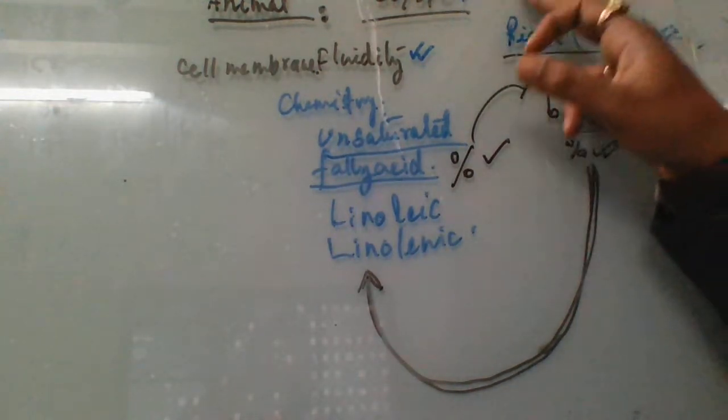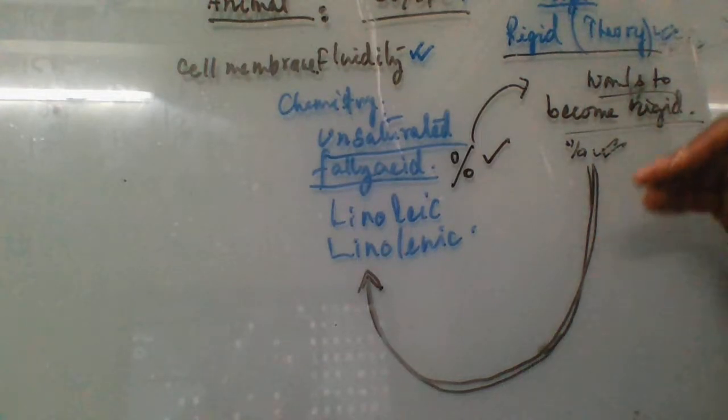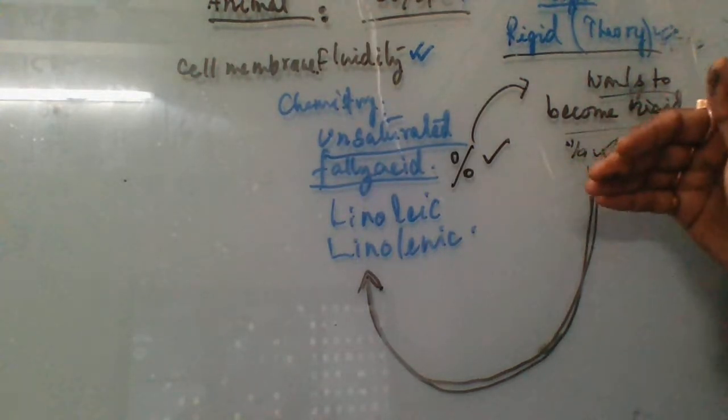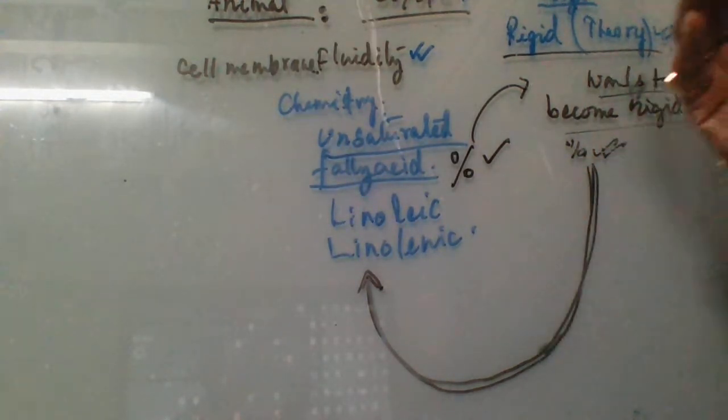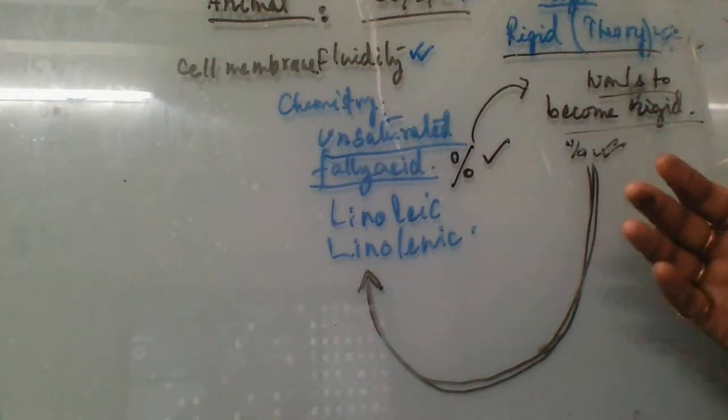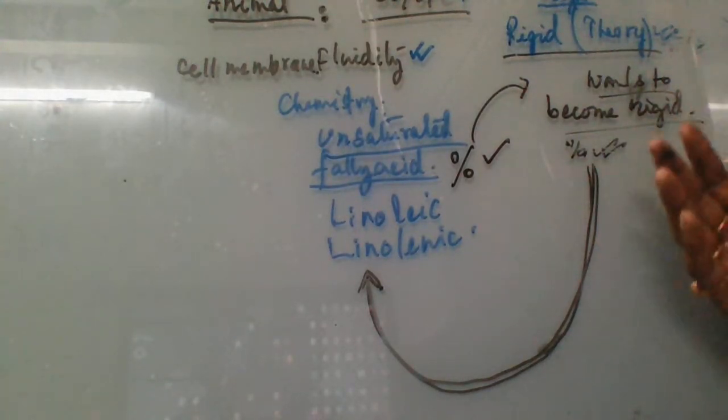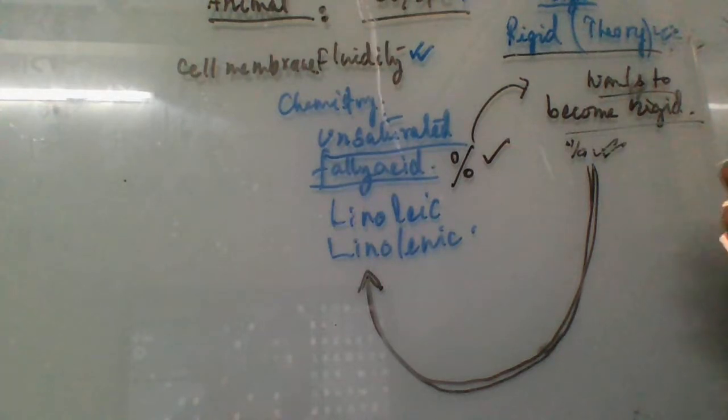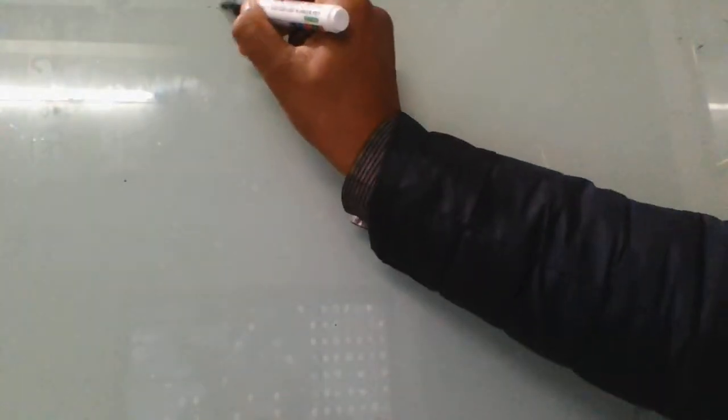accordingly the environment, the animal changes or adapts itself. This is called adaptation, the change to the environment over a long time. By this mechanism the animal remains alive. So we are discussing that mechanism, fluidity on the basis of temperature.